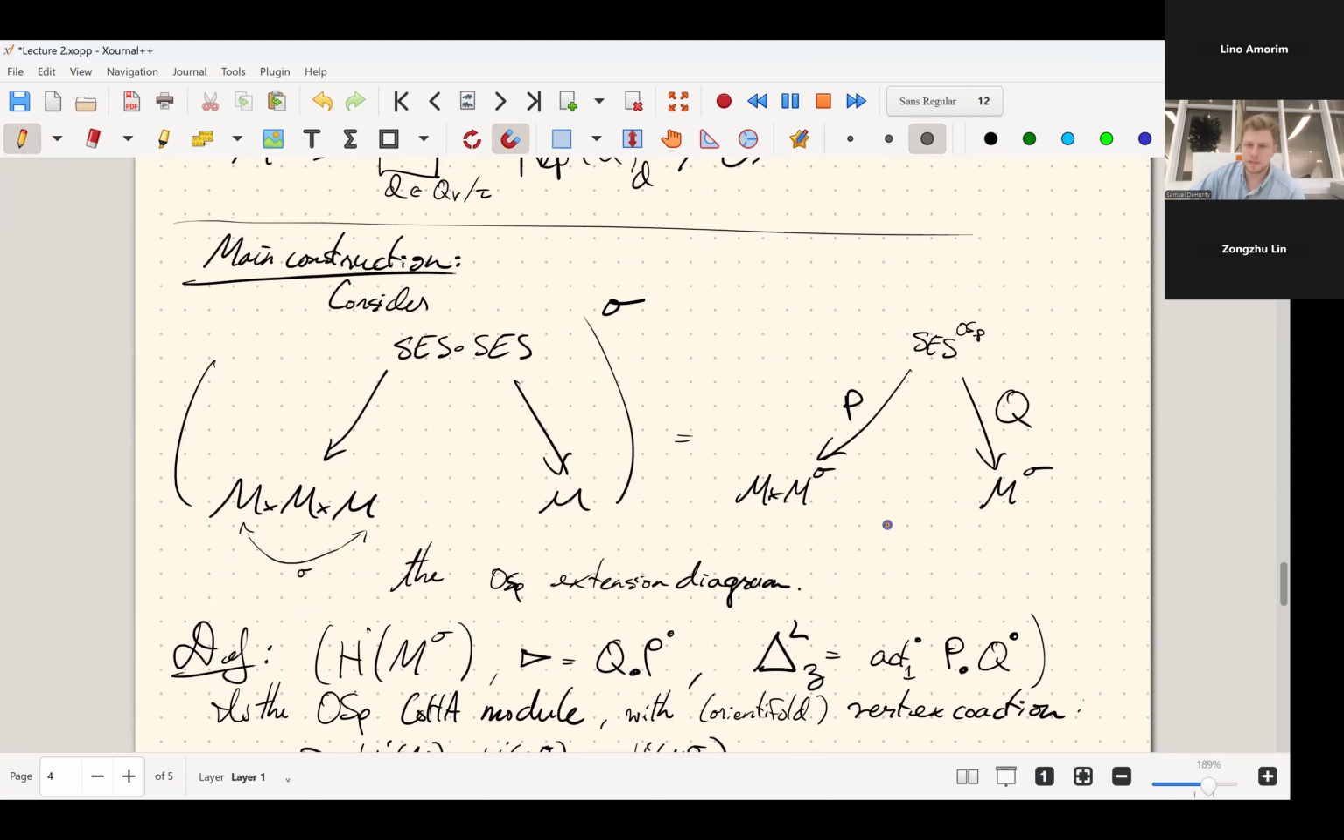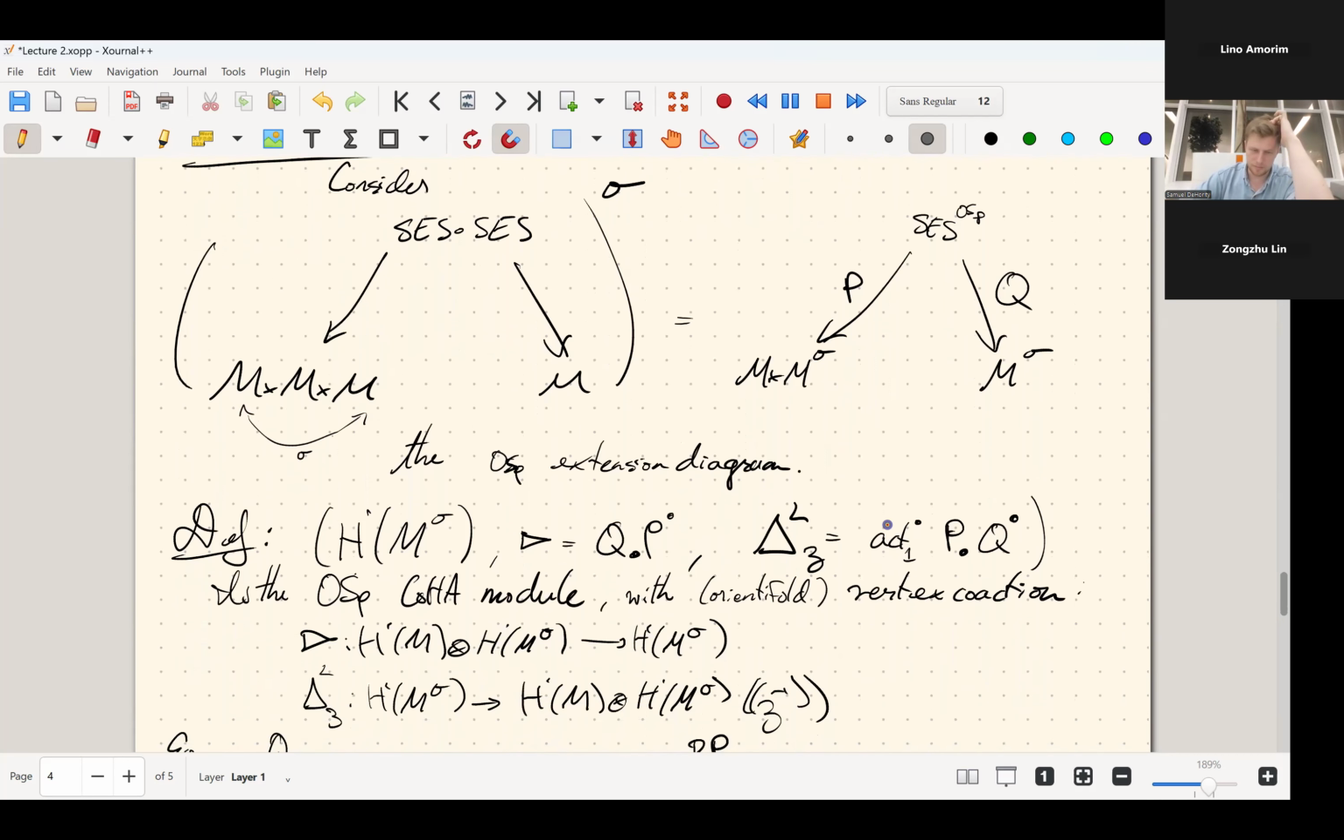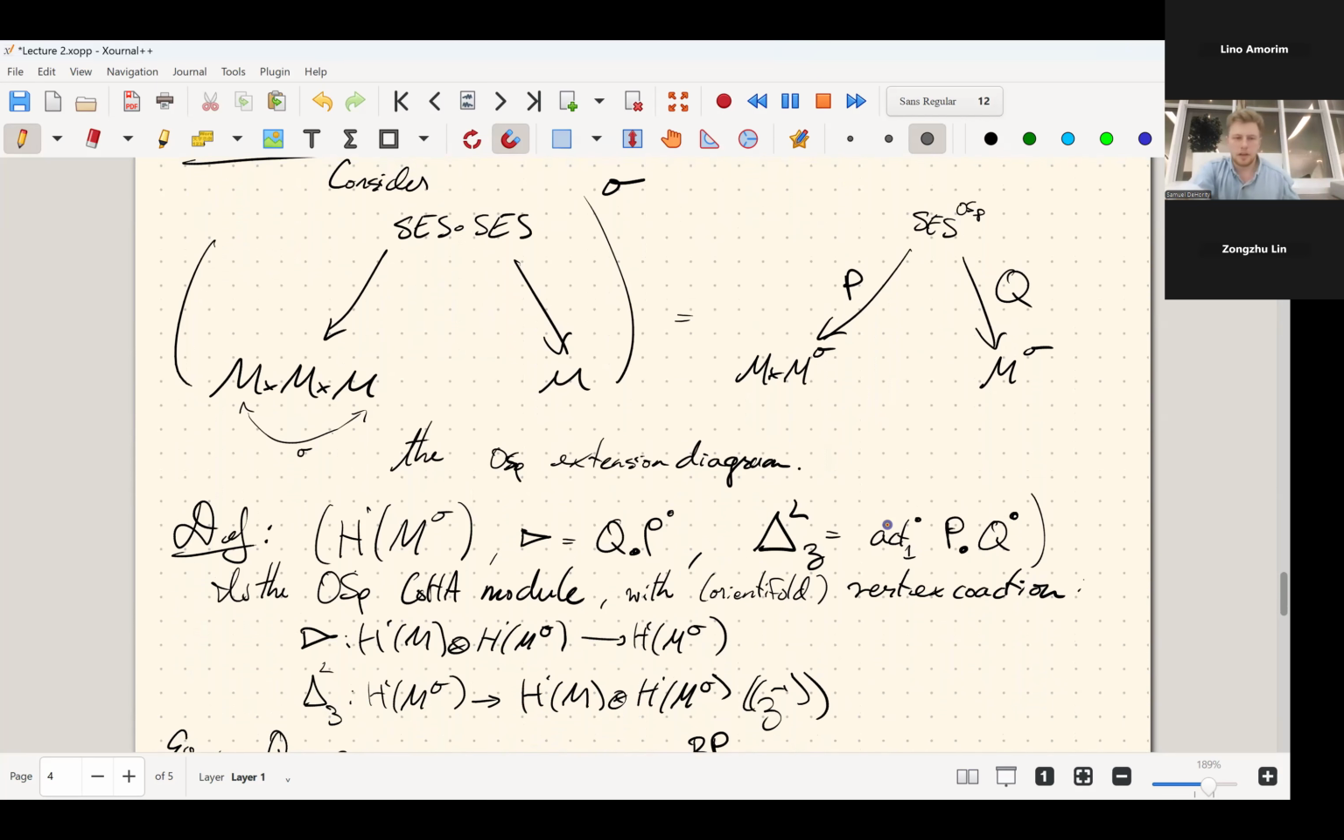We define the roof of this diagram to be short exact sequence OSP. And then the target of these diagrams are exactly these types of products. We call this the orthosymplectic extension diagram. And we can likewise define a module together with an action and a vertex or localized coaction via push-pull along these diagrams.